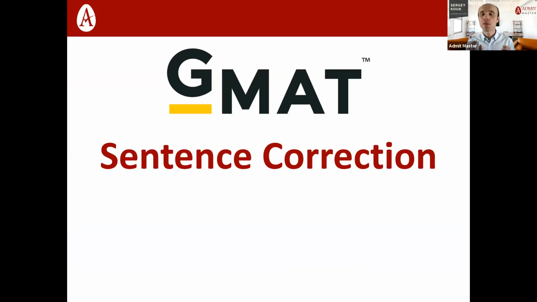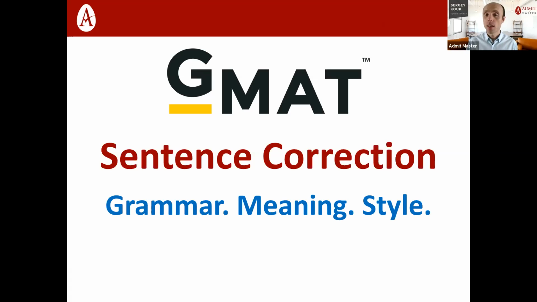Now, in terms of the basics that are tested in sentence correction, there are actually three things. Number one, it's the grammar. Number two, it's the meaning of the sentence. And number three is the style of expressing our words in a sentence. So it's not just the grammar. Grammar, again, is just the foundation. It's the basis on which the GMAT is going to find a way to test our skills. And again, I'll share with you what skills exactly are tested in sentence correction.